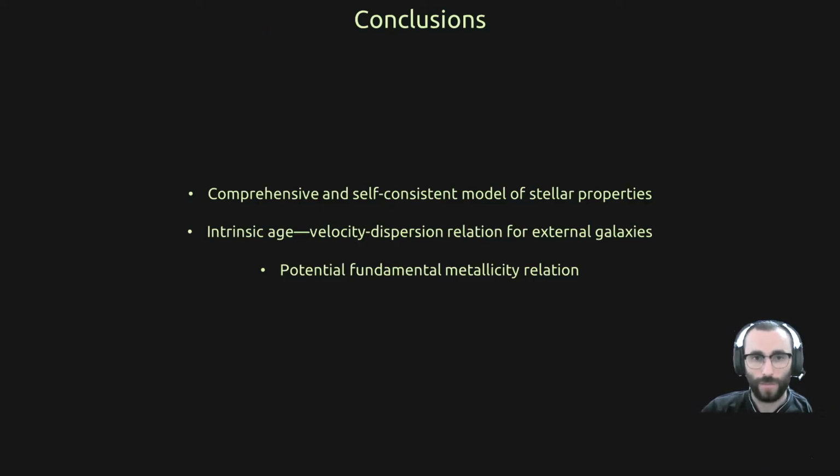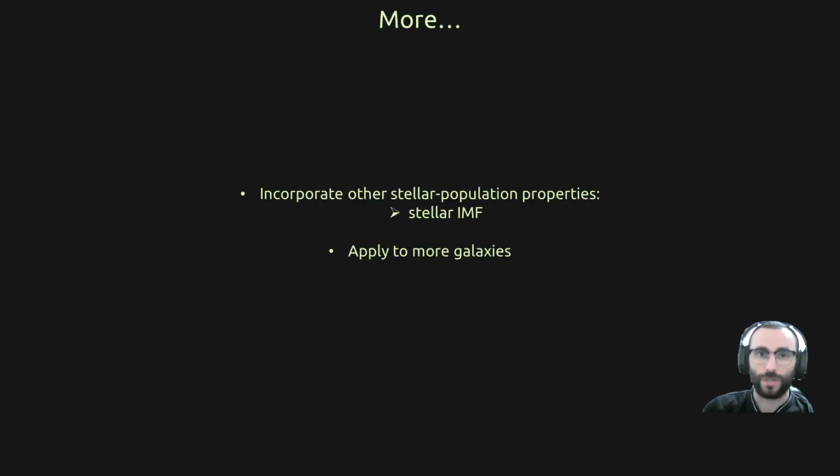So I'll wrap up there just by saying I think we've produced a rather comprehensive and self-consistent model of the measurable stellar properties. We've measured the intrinsic age velocity dispersion relation for a number of external galaxies, but have seen that metallicity may play a key role. Looking forward, we're actually already working on incorporating spatially resolved maps of the stellar initial mass function, in addition to currently age and metallicity, and as always, to apply to more and more galaxies.